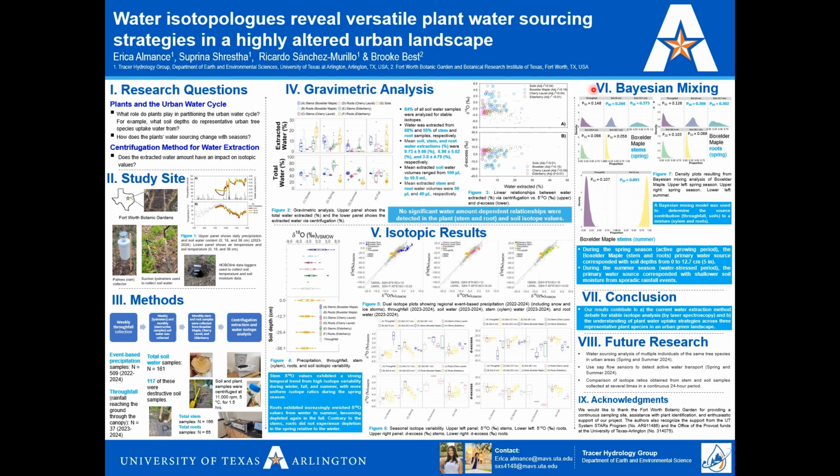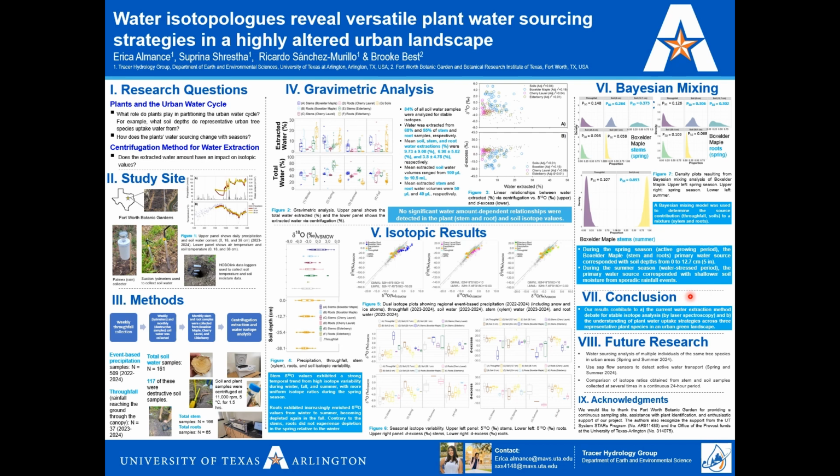We used a Bayesian mixing model to determine the contribution of water sources, throughfall and soils, to the mixture, or the stem and roots. Here we're presenting box elder maple as an example. During the active growing season of spring, box elder maple's primary water source came from soil depths of 0 to 12.7 centimeters, or 5 inches. During the summer, the water-stressed period, box elder maple preferred shallow soil moisture from the few sporadic rainfall events that occurred.